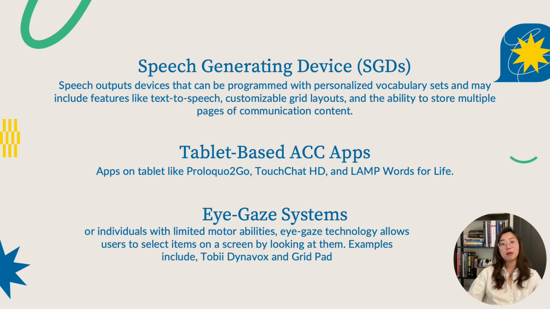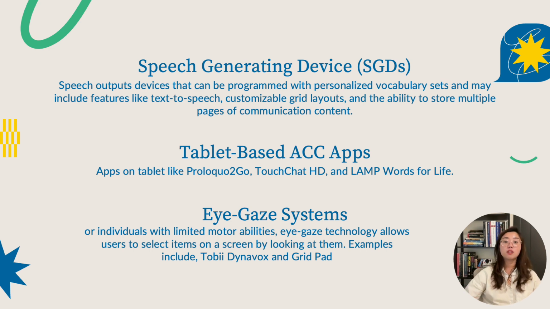Next, we have the tablet-based AAC device, which is basically AAC apps on a tablet. Tablets such as iPads can be equipped with AAC apps that transform them into versatile communication tools. These can be things like Proloquo2Go or TouchChat HD, and we have LAMP Words for Life. These offer a lot of customizable interfaces, they have both grid displays and VSDs, and they support language development in a lot of different contexts.